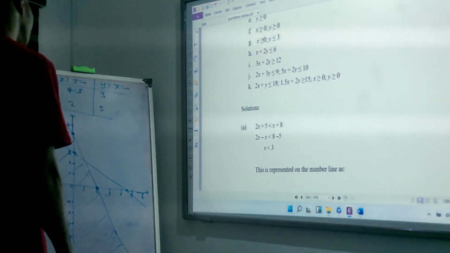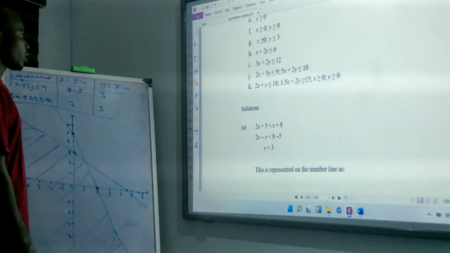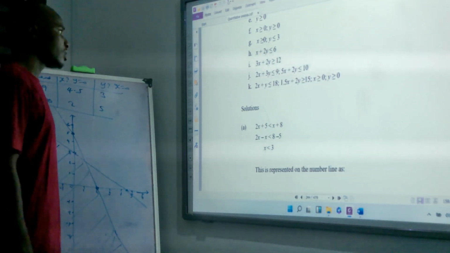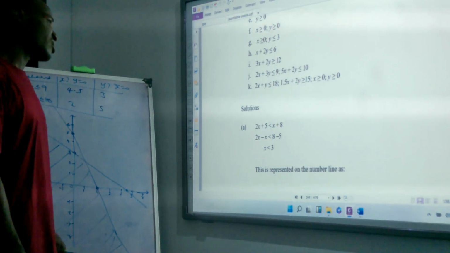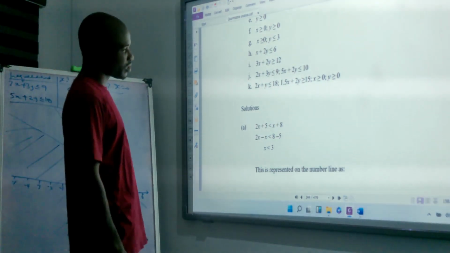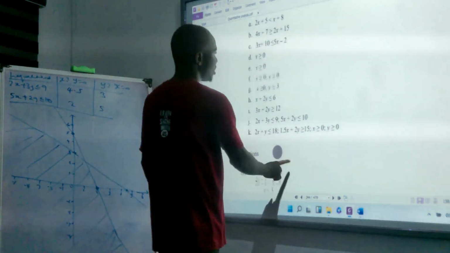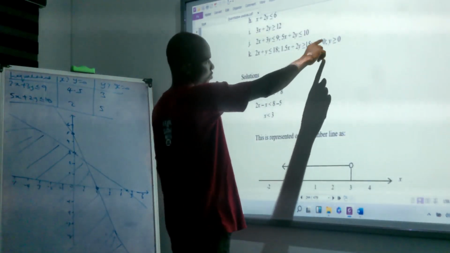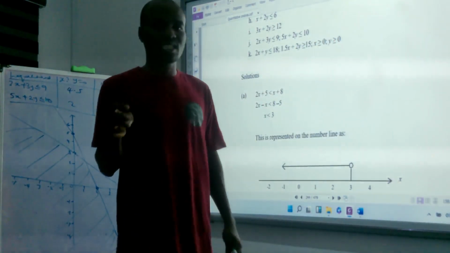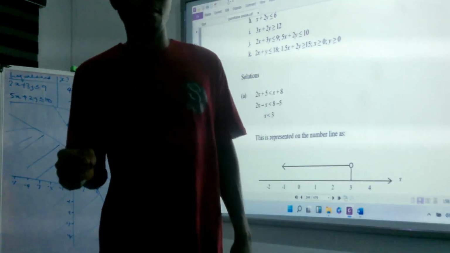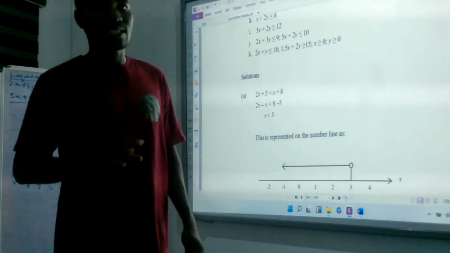Now let's draw the last one. The last one there is just exactly like linear programming. So for the last one, we have 2x plus y less than or equal to 18, 1.5x plus 2y greater than or equal to 15, x greater than or equal to 0, y greater than or equal to 0. For this one, x greater than or equal to 0, y greater than or equal to 0 means that we are only considering positive values for x and positive values for y. We are not considering the negative values.